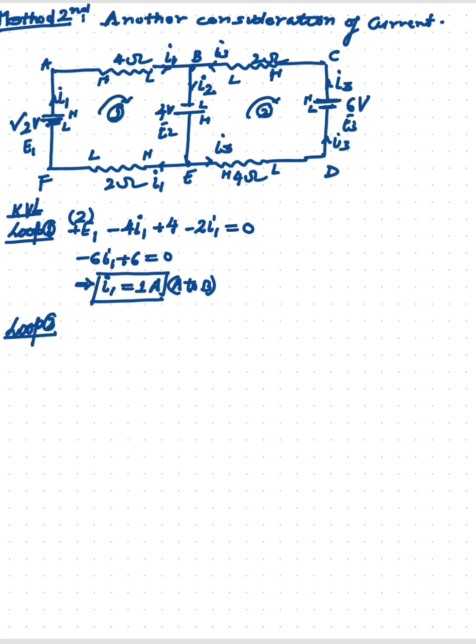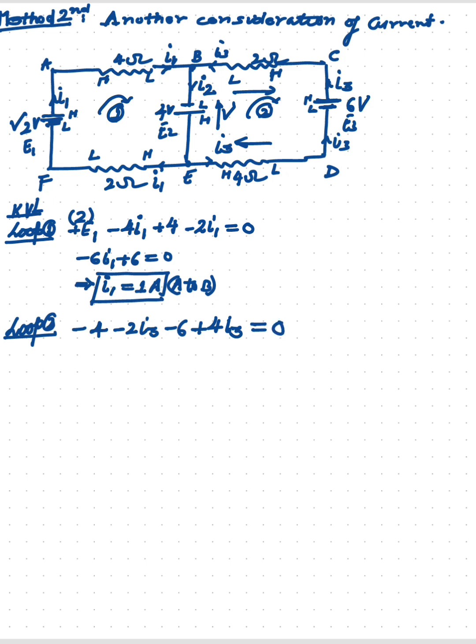Loop 2. Okay, in loop 2, I am starting with the 4 volt battery. So we are traversing here high to low, so this will be minus 4. This will be low to high. Okay, so minus 2 I3. Here high to low, so minus 6 volt. And our loop direction is this. Our path is this. So across the 4 ohm we are traversing low to high, that means plus, so 4I3. Okay, and this is equal to 0.